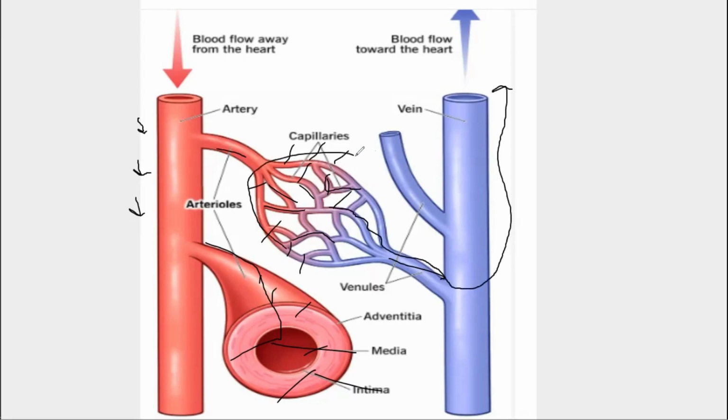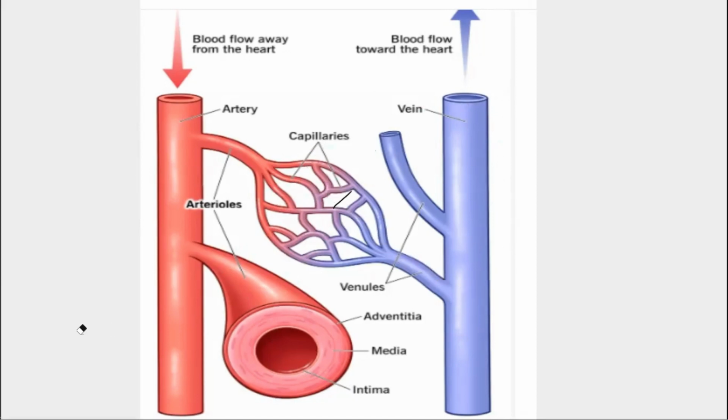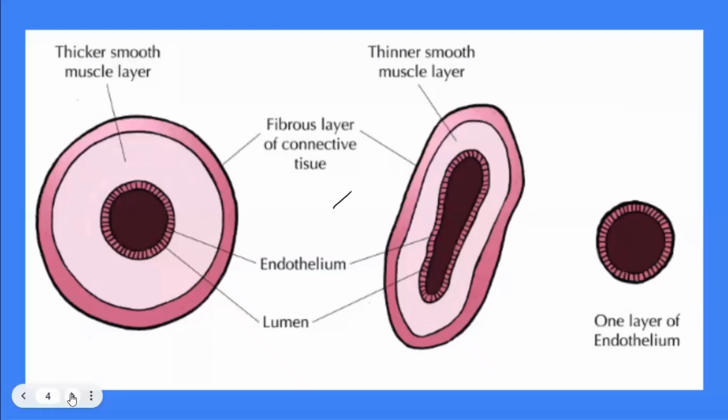So this network, which makes the connection between arteries and veins, is called capillaries. Capillaries are extremely thin. They are so thin that they can fit in between the cells, and they are made up of a one-cell thin lining. So we will now see the differences between arteries and veins.